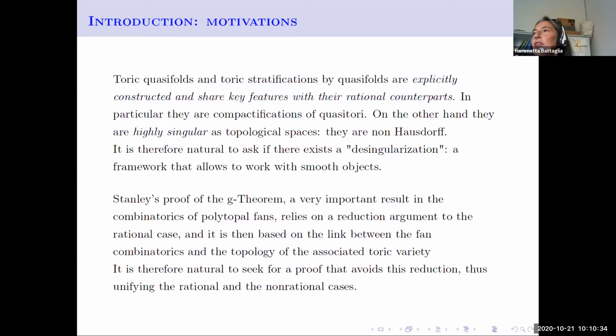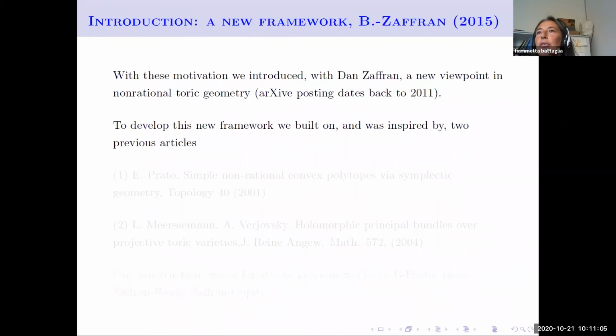So with these motivations in mind, with Dan Zaffran, we introduced a new framework in which we could see toric quasifolds, and so what I think was at the time a new viewpoint in non-rational toric geometry, and the arXiv posting dates back to 2011, so it's some years ago.